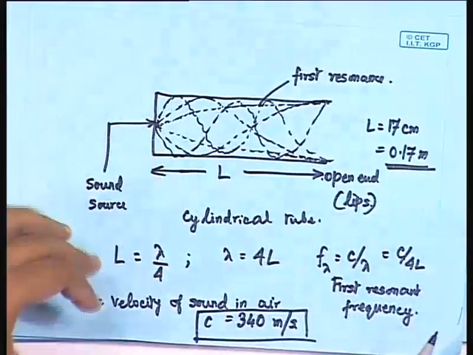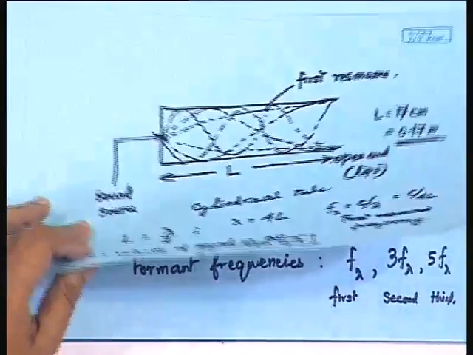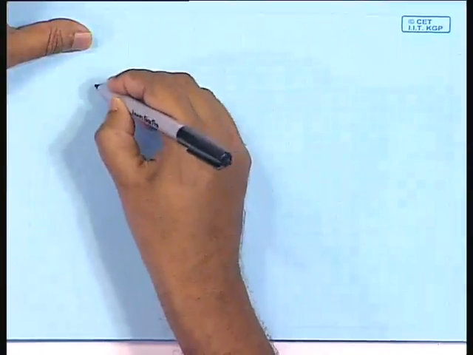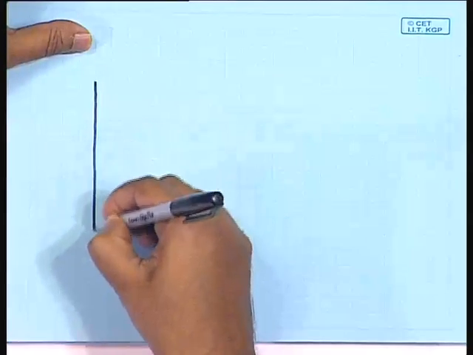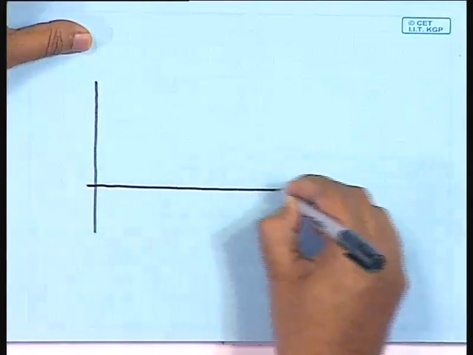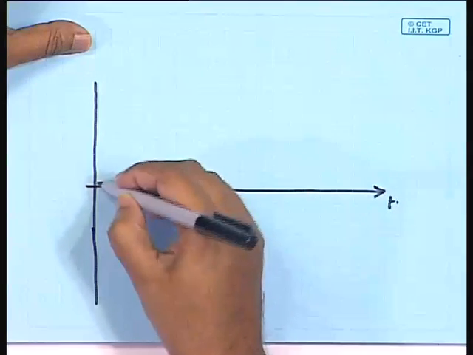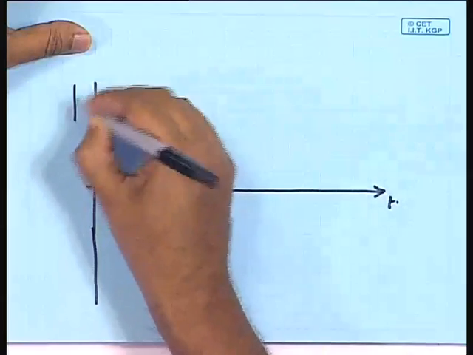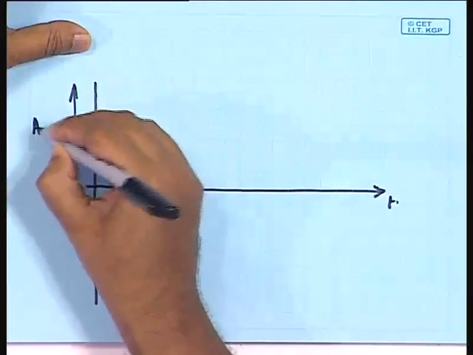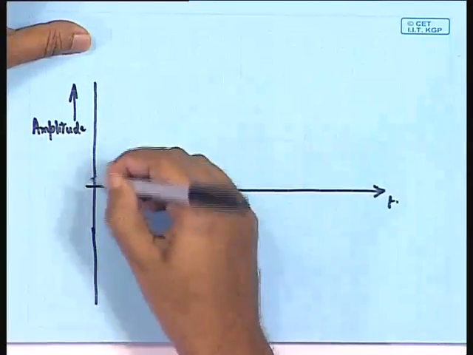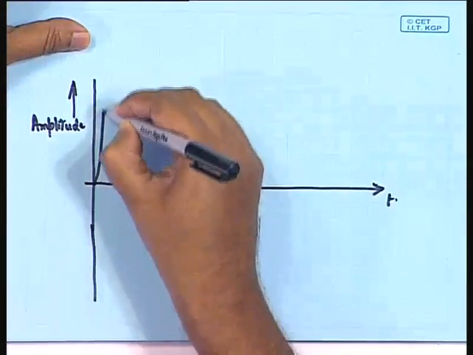Now, the actual speech signal that is produced would look something like this. If we plot a typical speech signal versus time, it would be somewhat like this. So, this axis is time and this axis is the amplitude. So, it would be like this.